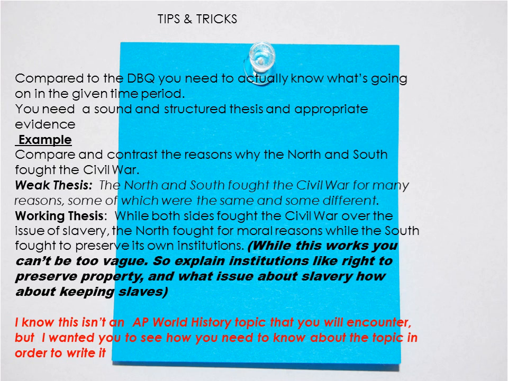This is a working thesis, and this is something that you should be kind of working towards. But there's also things that could be added to it. While both sides fought the Civil War over the issue of slavery, the North fought for more reasons, while the South fought to preserve its own institutions. It's better, but it's still vague. When it says South fought to preserve its own institutions, expand on that. Like the South fought to protect and keep slavery, and the North fought to keep its factories open for white males. Anything too vague, give it more depth, because if it's too vague, it doesn't help you.